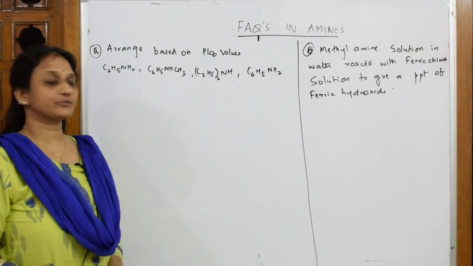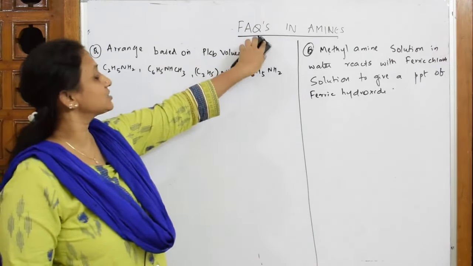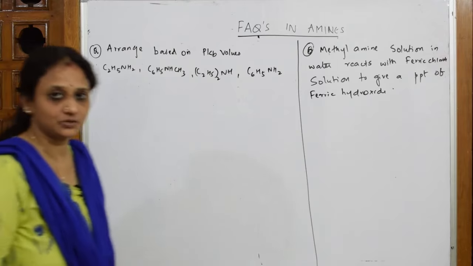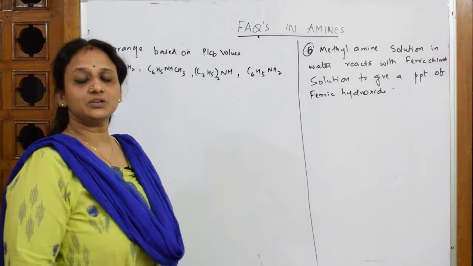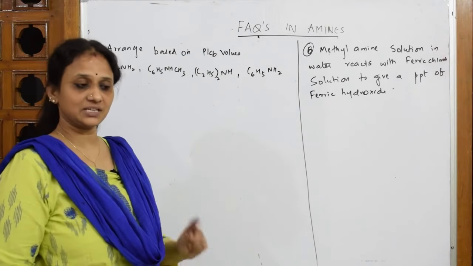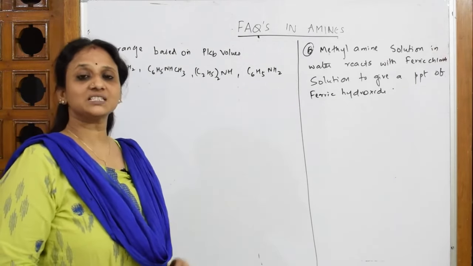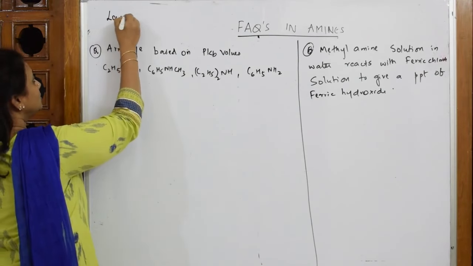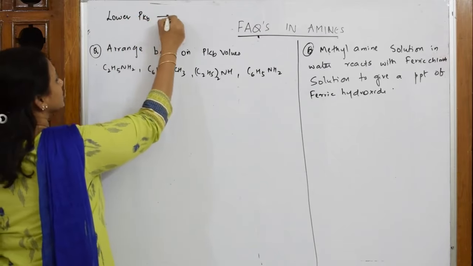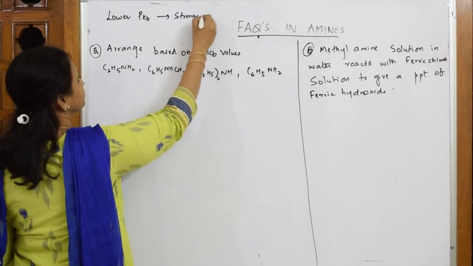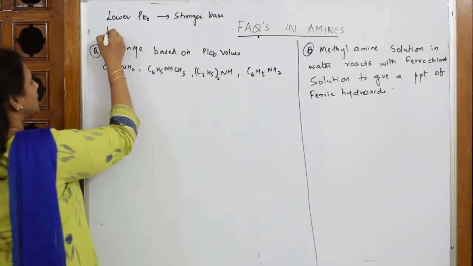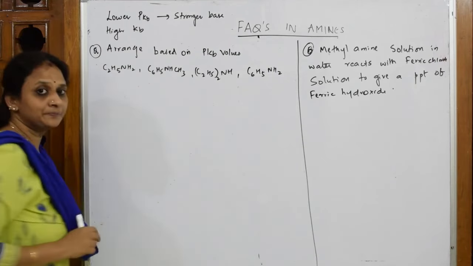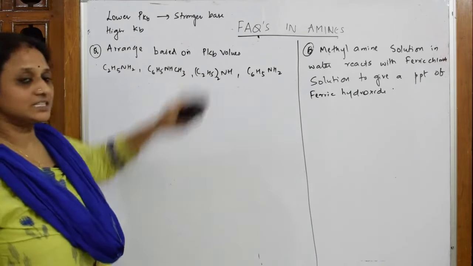Now, let's see one more set of questions which are frequently asked in your exam. Let's read the question. They've given us arrange based on pKb values. When I taught pKb values and Kb values in the earlier video, I said stronger bases will have lower pKb. Remember once again, lower the pKb value, stronger is the base. Or another way, higher Kb, it's the same, because of the negative logarithm.